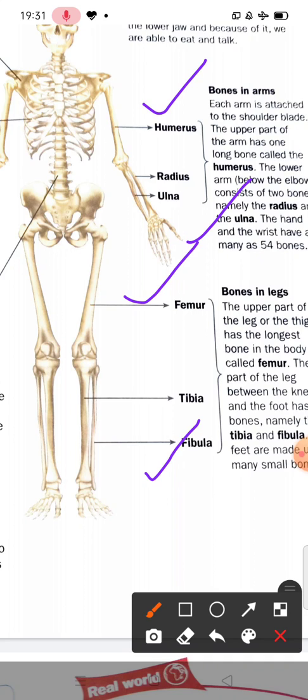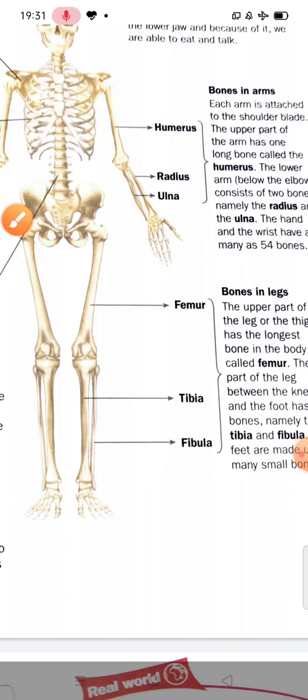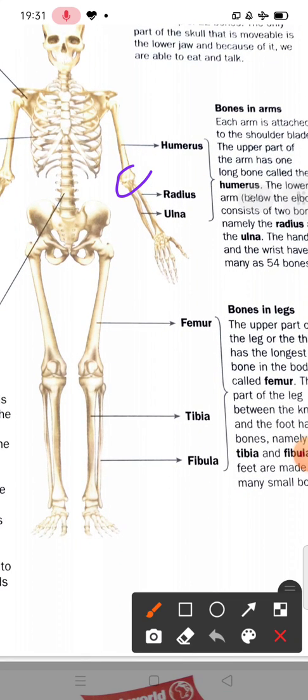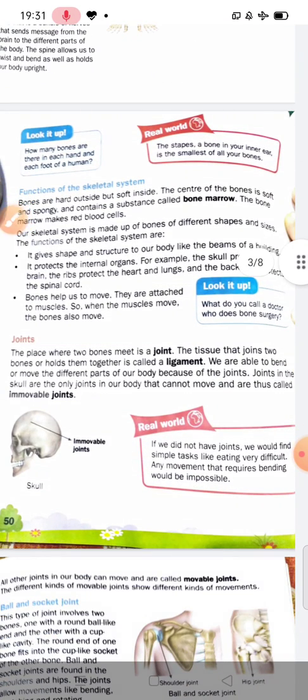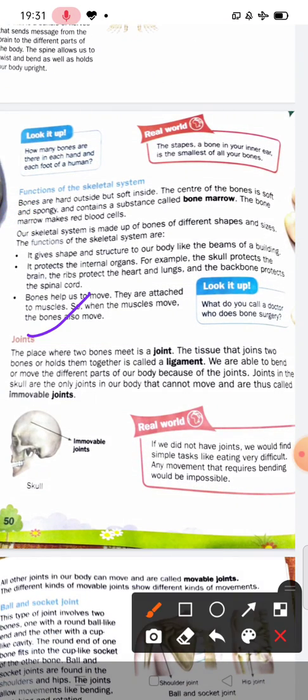So what is a joint? The place where two bones meet. You can see, when the upper arm is joined together with the lower arm, that is called a joint. This is a joint. This is a joint. Okay students, I hope you understand what a joint is. The place where two bones meet is called a joint.